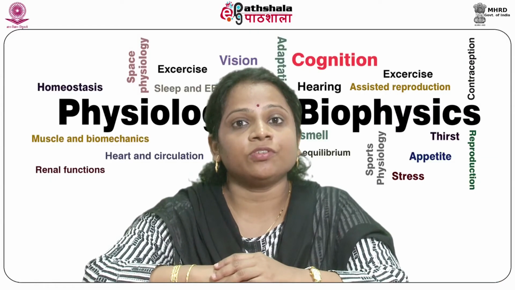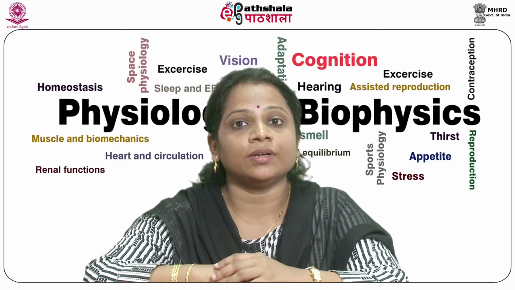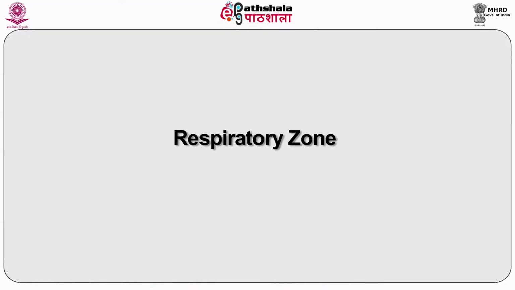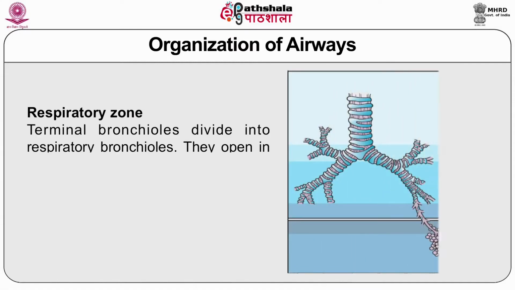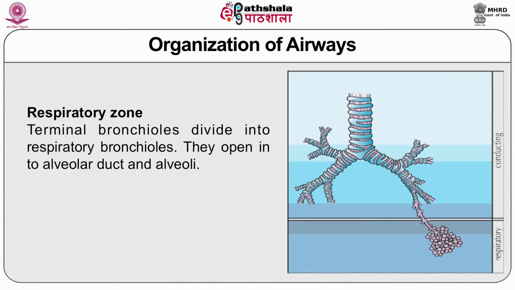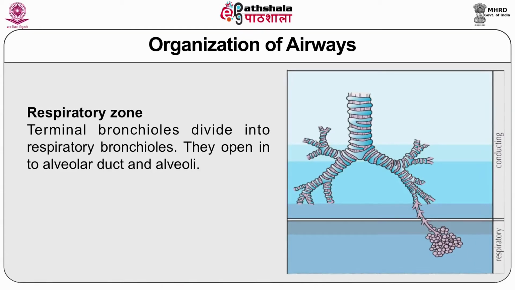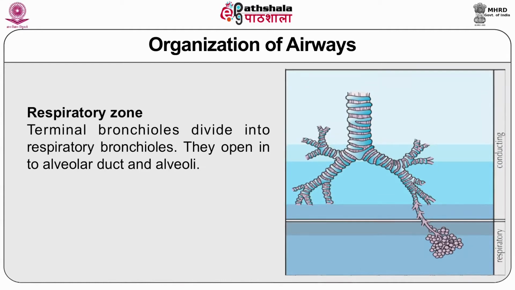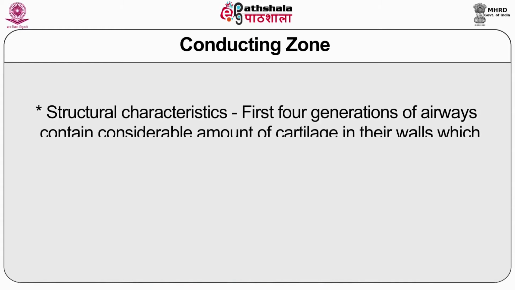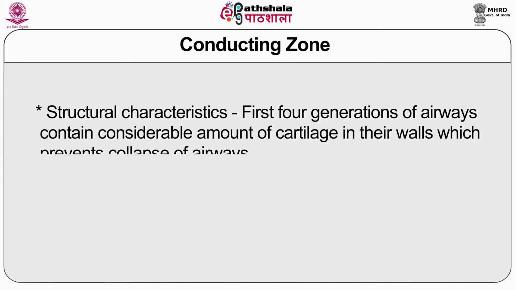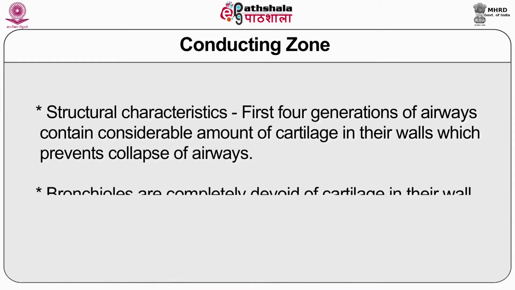All the structures which take part in exchange of gases are called respiratory zone. The respiratory zone starts from terminal bronchioles and these terminal bronchioles divide into respiratory bronchioles. They open into alveolar duct and alveoli. Now, structural characteristics of conducting zone are: first 4 generations of airways contain considerable amount of cartilage in their walls. This cartilage prevents collapse of airways. Bronchioles are completely devoid of cartilage in their wall.